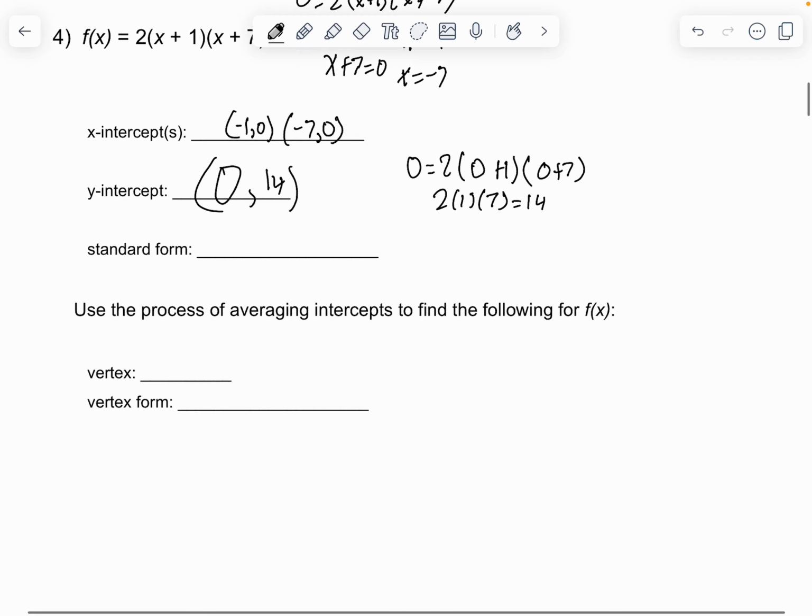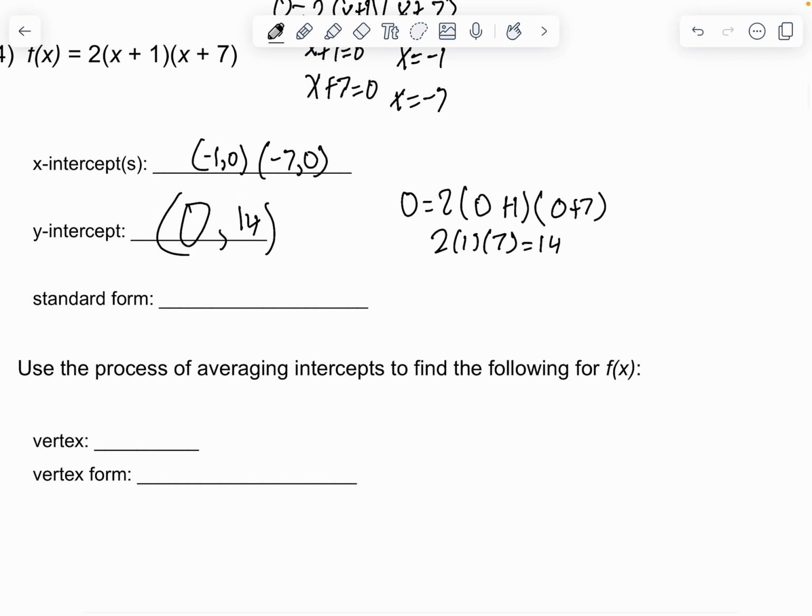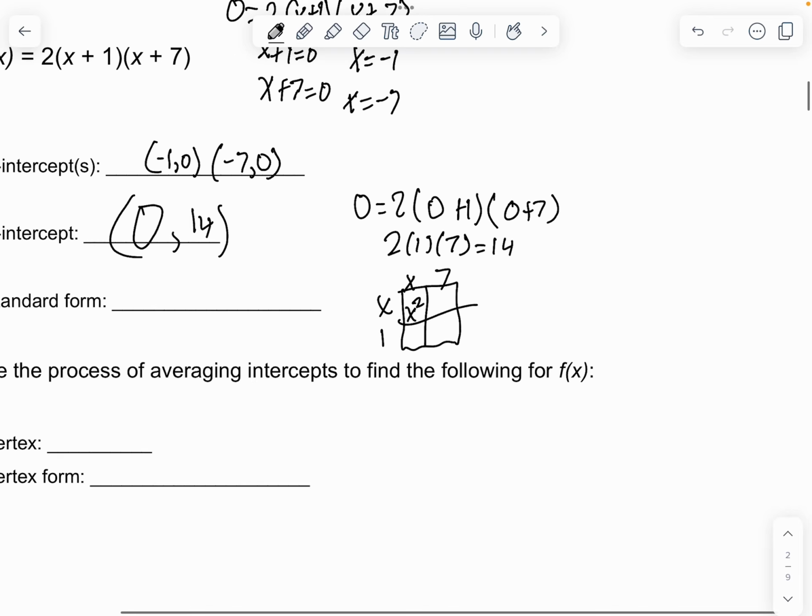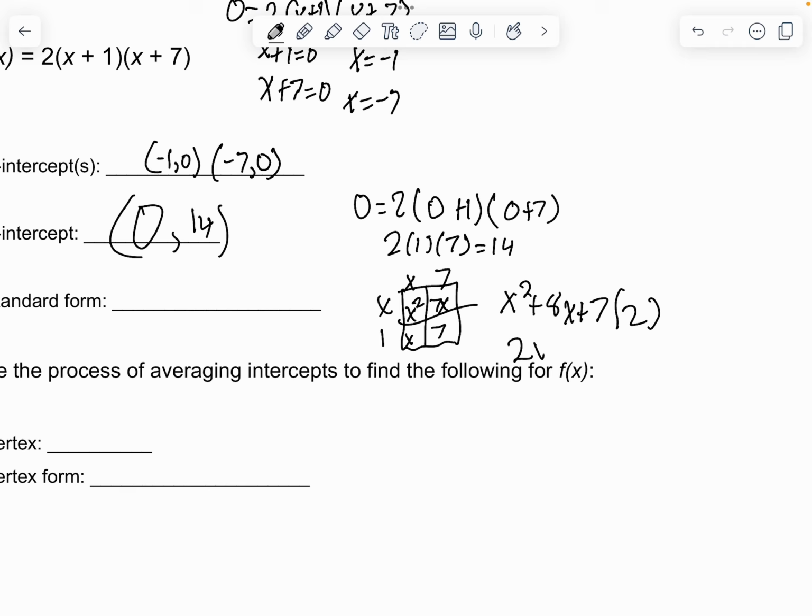Now for standard form, you gotta multiply it out. So we got x squared plus 7 plus 8x plus 7 times 2. It's going to be 2x squared plus 16x plus 14 for the answer.